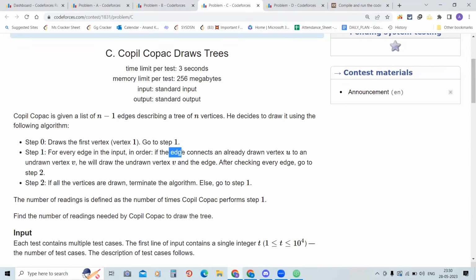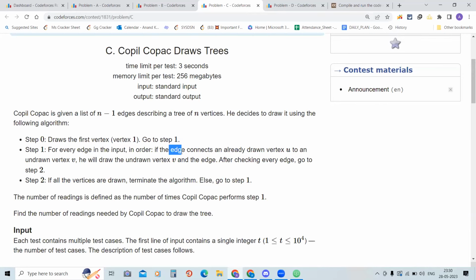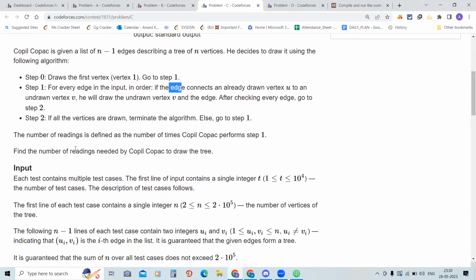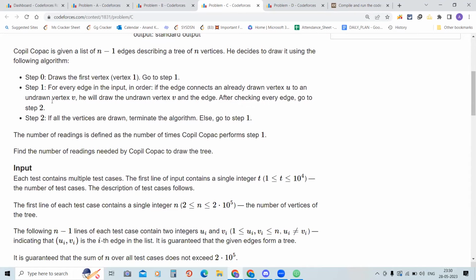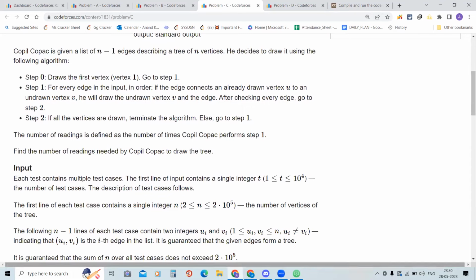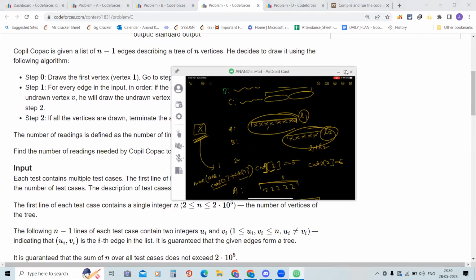If the edge connects a drawn vertex to an undrawn vertex, then we draw that edge and the undrawn vertex. We have to find the number of readings, which is basically the number of times you have to perform step 1. That is, we have to find how many times we have to traverse this edge list. So let us see what we can do for this.